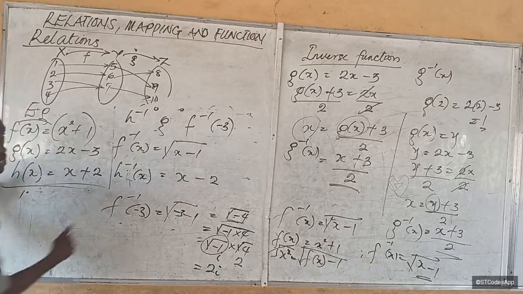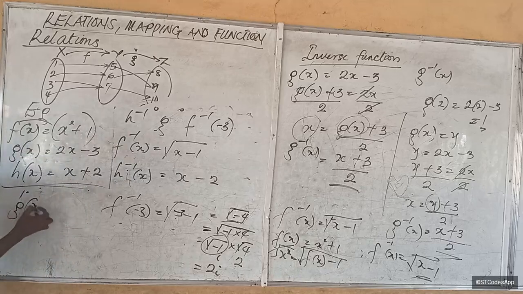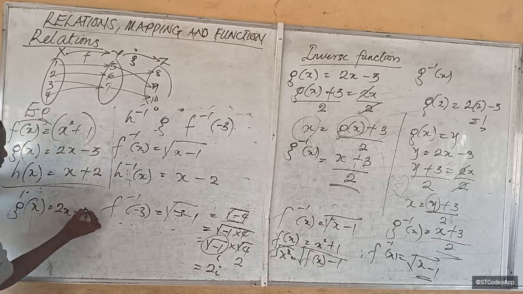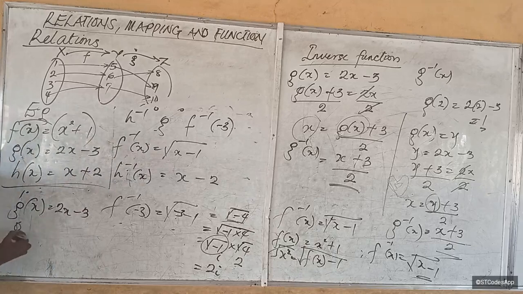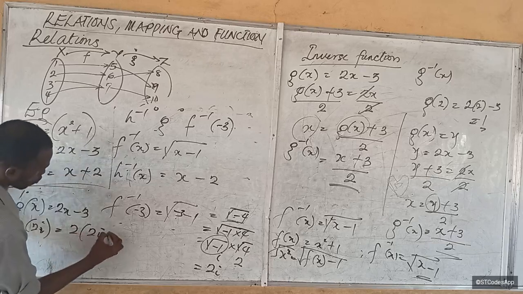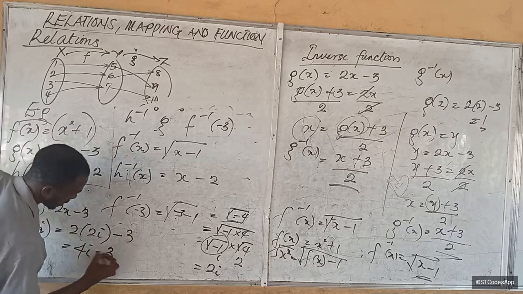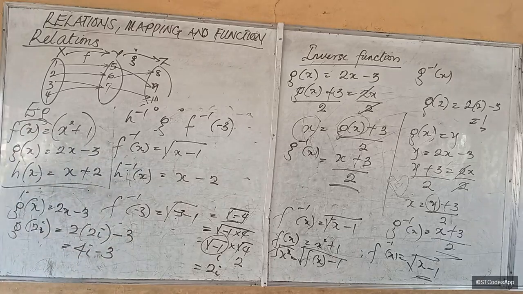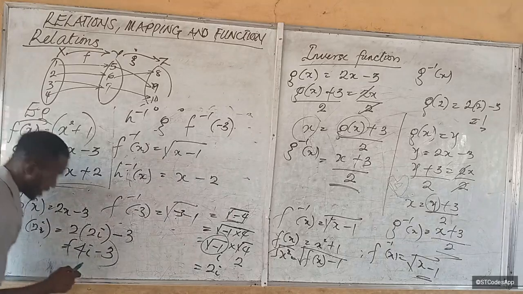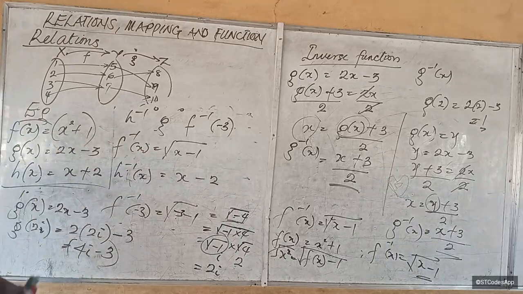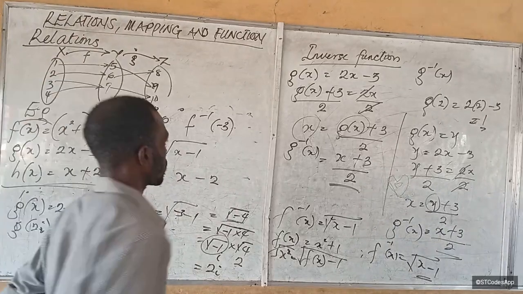into what? Into G now. So recall that G of x is 2x minus 3. So that will be G of 2i. Does this make sense? That becomes 2 into 2i minus 3. This becomes what? 4i minus 3. Does this make sense? Okay. Now, we'll now plug in this whole thing into H inverse. Is it clear? Okay.